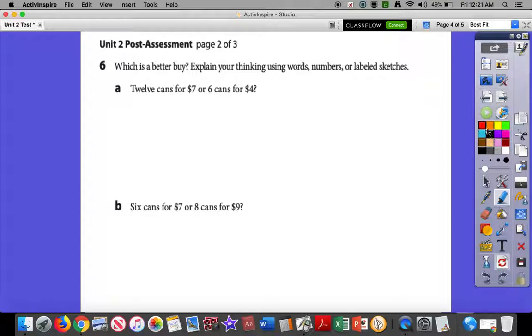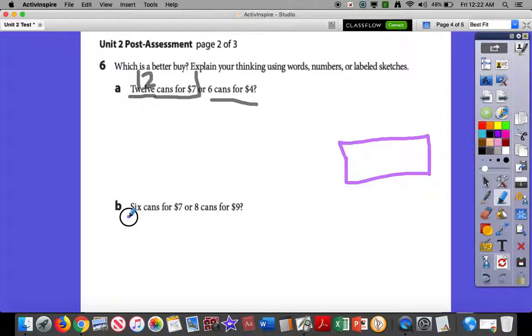Now for these, you want to set up a table, because what we're doing is we're comparing two different kinds of sales. They are selling 12 cans for $7. Or they're selling 6 cans for $4. So the whole question is which one is a better deal? So when you're done answering it and you give me your final answer, you're going to tell me which one of these is the better deal. You'll either write this or you'll write this.